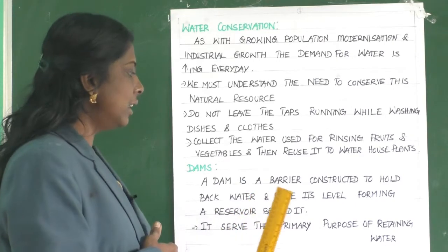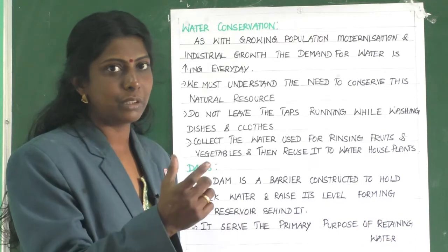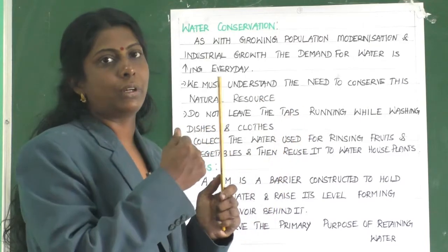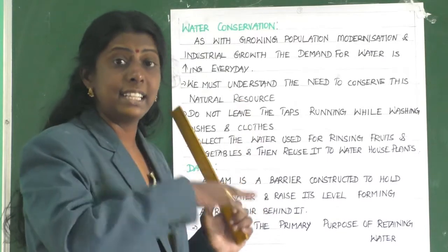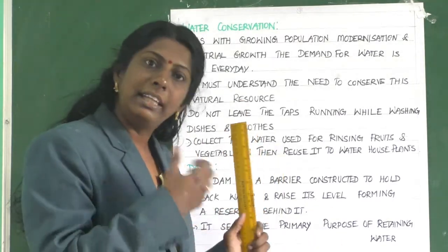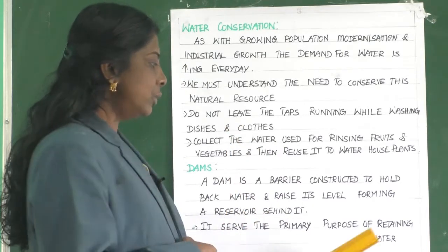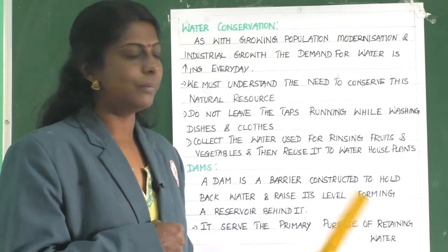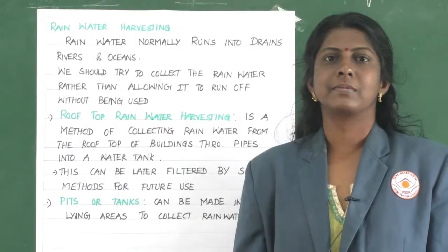It serves the primary purpose of retaining water. So what is the purpose of a dam? It will retain the water. It will store the water. So whenever there is a need, a scarcity, the dams will be opened and we'll get water. Clear? So the primary purpose is to retain or store the water. So this is what we learn about dams.